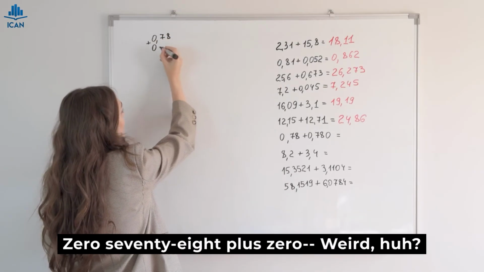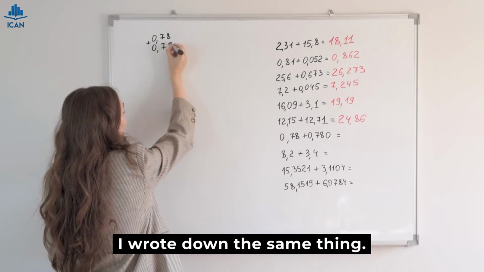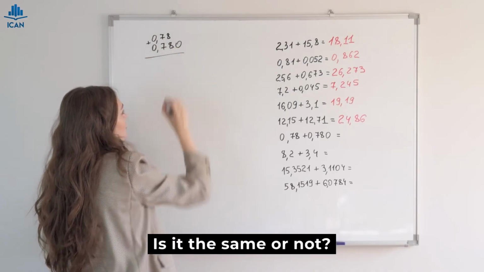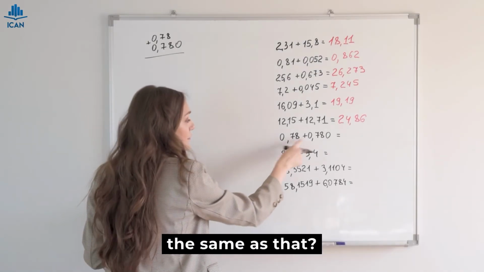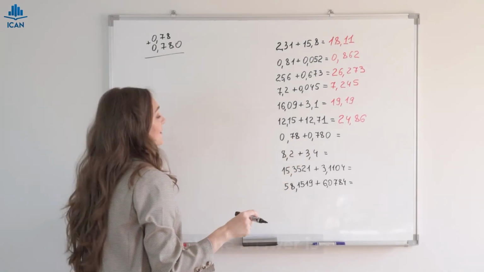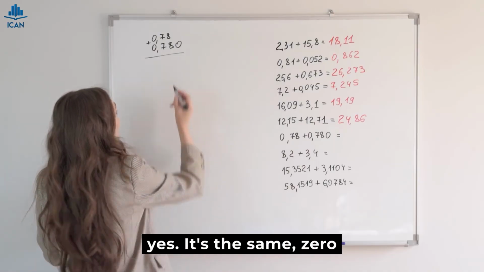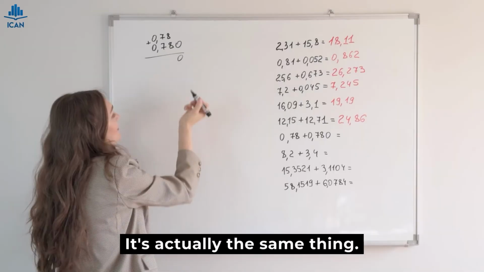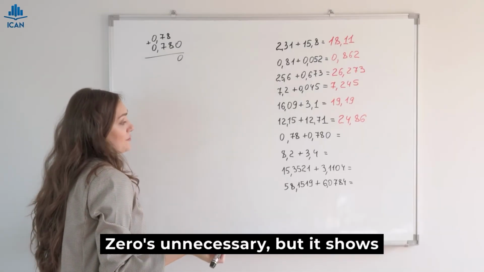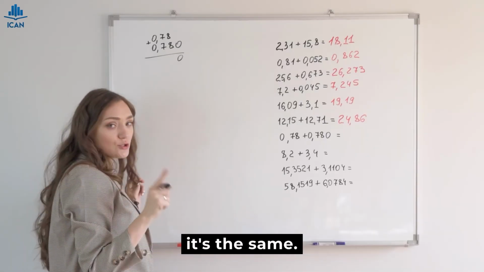0.78 plus 0. Weird, huh? I wrote down the same thing. Is it the same or not? Answer in the comments. Is this the same as that? Yes. The answer is yes. It's the same. 0 just confused you. It's actually the same thing. 0 is unnecessary, but it shows it's the same.